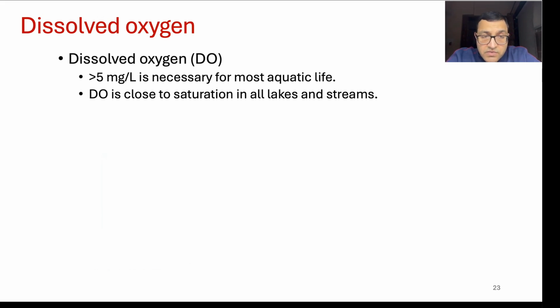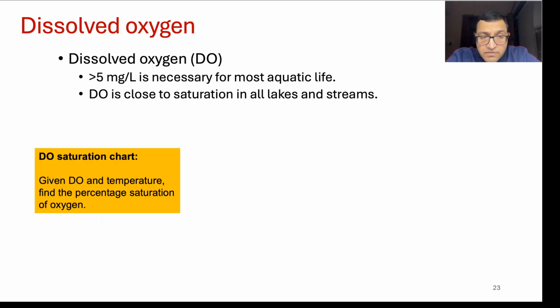Dissolved oxygen, referred to as DO in short, is another important parameter that's measured for a lot of terrestrial waters, because you need more than 5 milligrams per liter for most aquatic life. And usually DO from the atmosphere is equilibrated into the rivers and water. So in rivers and lakes and streams, it's usually close to saturation.